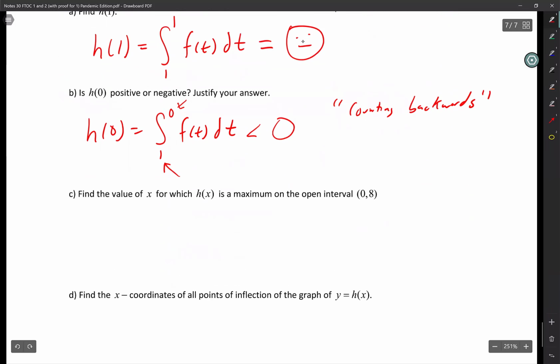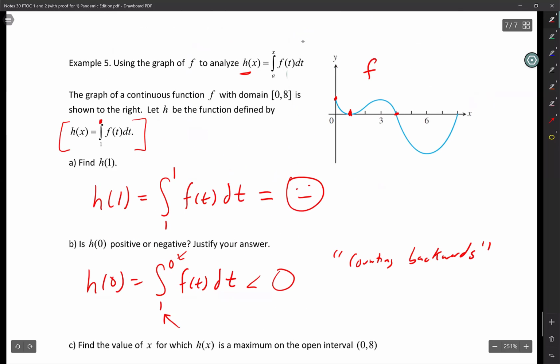Letter C, find the value of x for which h of x is the maximum on the open interval 0 to 8. Guys, the rules still apply for max and mins. They're not talking about the max of f. This is f. If that were the case, the maximum happens at 3. They're talking about the max of h. Do I know what h looks like? No, but I can figure it out. What's the rule for a max? Where what changes from what to what?